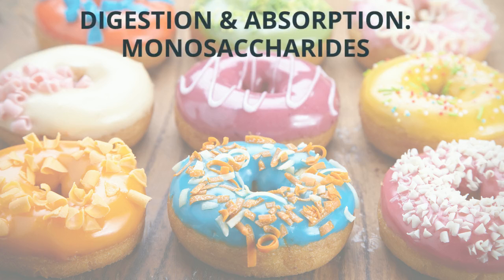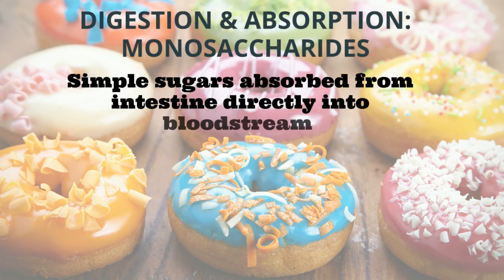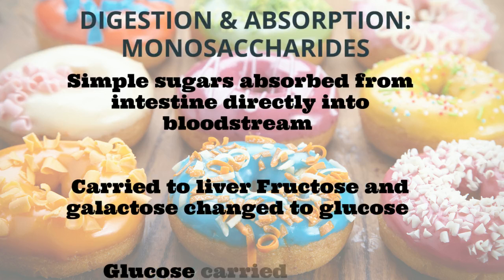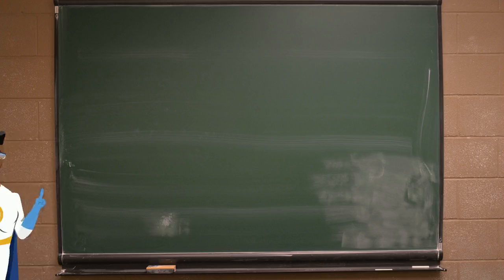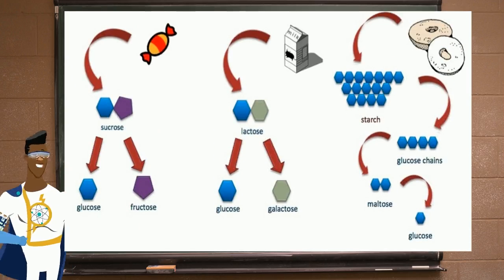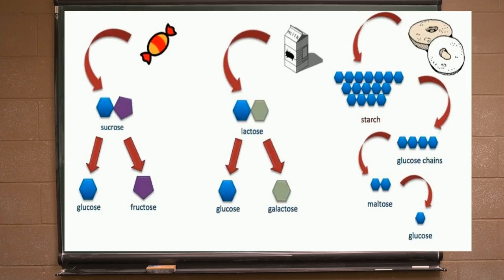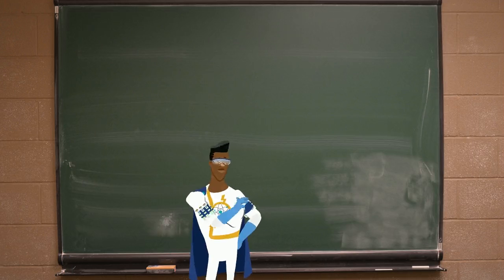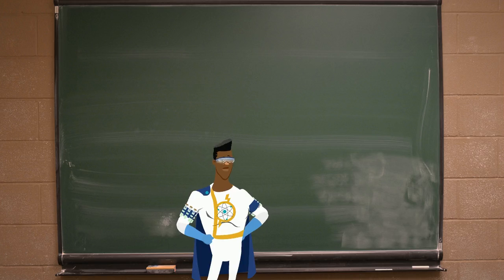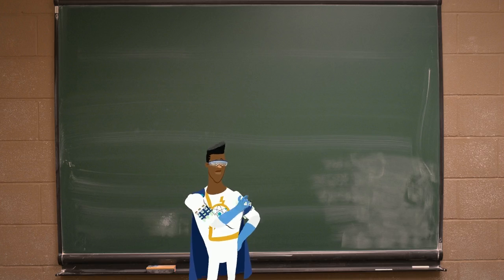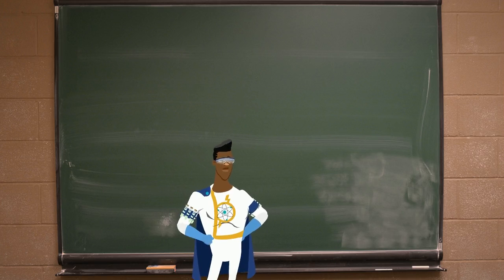When looking at digestion and absorption, monosaccharides are absorbed from the intestines directly into the bloodstream. They're then carried to the liver, and they're changed to glucose. Glucose is then carried to the cells. In order for digestion of disaccharides to occur, enzymes are required. Enzymes such as sucrase, maltase, and lactase are needed to convert sucrose, maltose, and lactose into a usable form.